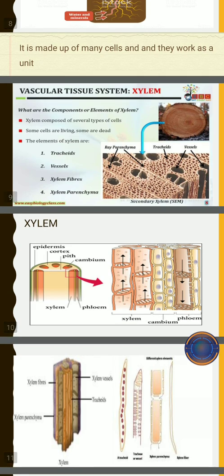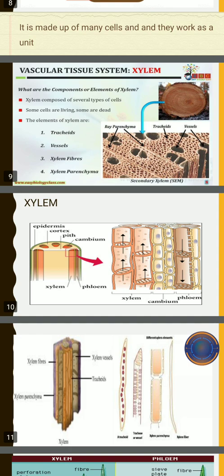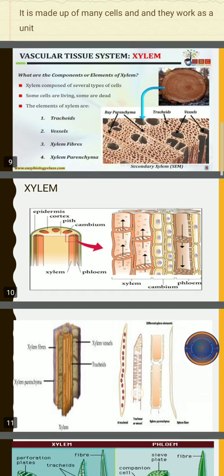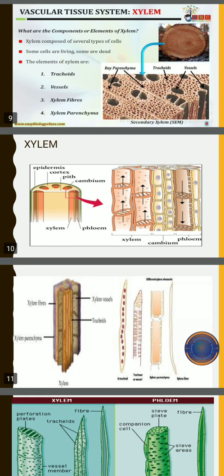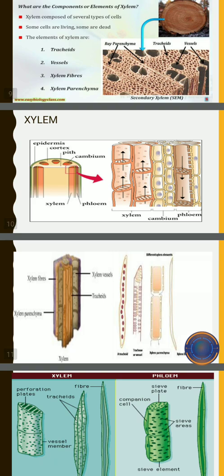Now the vascular tissue, the xylem, is made up of the tracheids, vessels, xylem fibers and xylem parenchyma. You can see the diagrams here. Now all the cells are different from each other because all of them perform different functions.